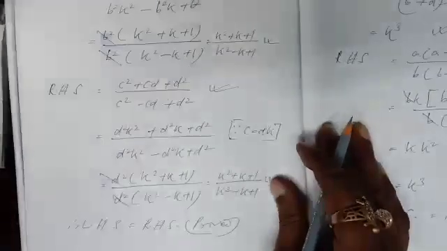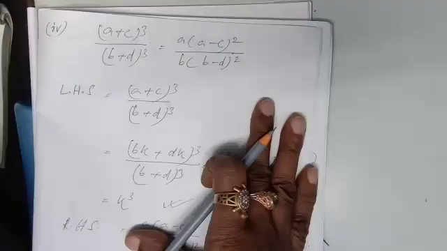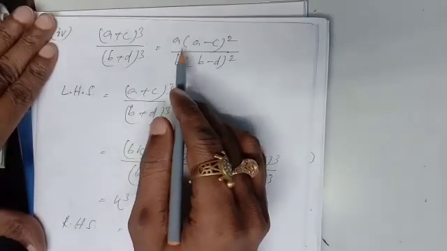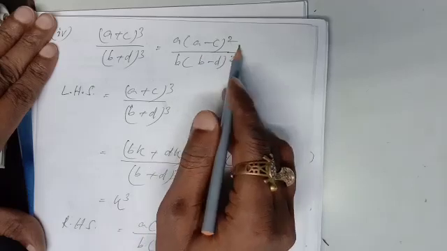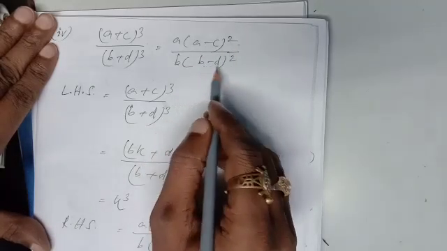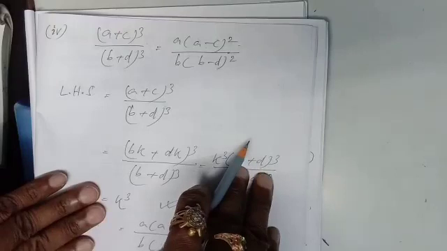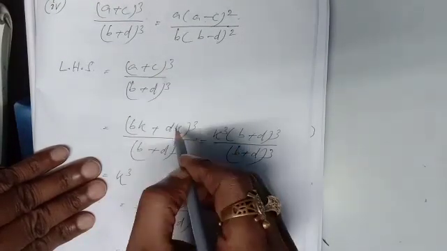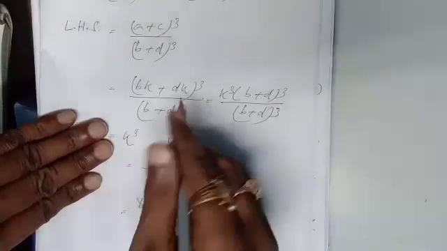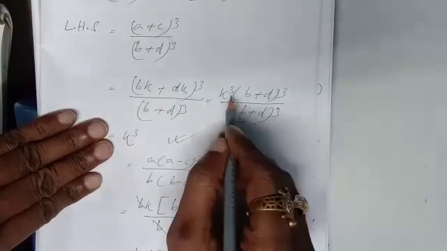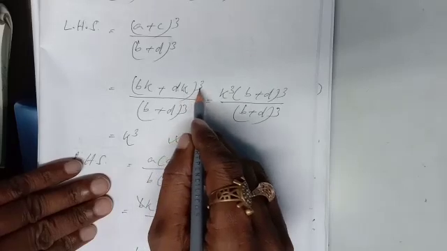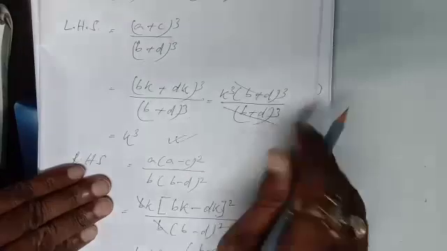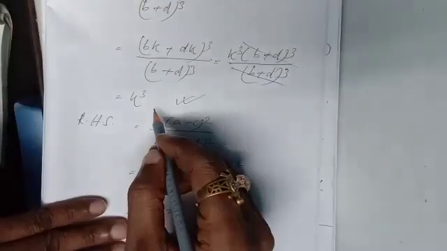Let us go one more. Fourth part, question given: (a plus c) whole cube by (b plus d) whole cube is equal to a into (a minus c) whole square by b into (b minus d) whole square. Now do one thing here. Putting a is equal to bk and c is equal to dk and taking k common, that will be k cube. k cube (b plus d) whole cube by (b plus d) whole cube. This part will be cancelled out, left k cube. This is left hand side.